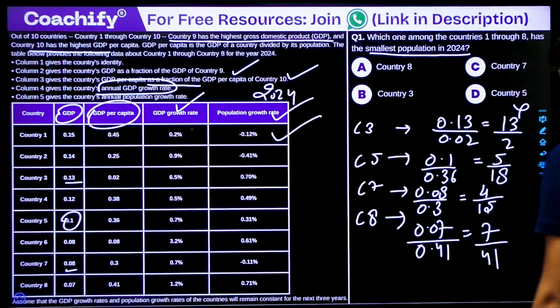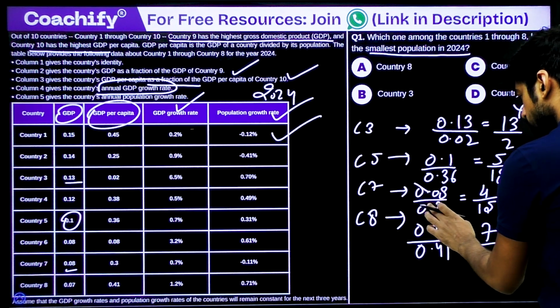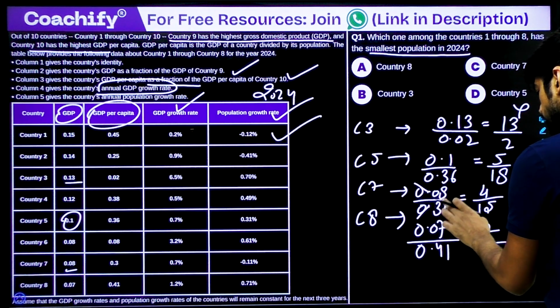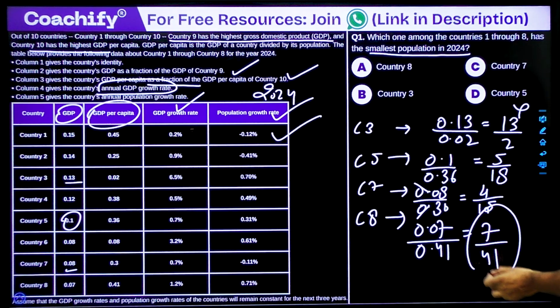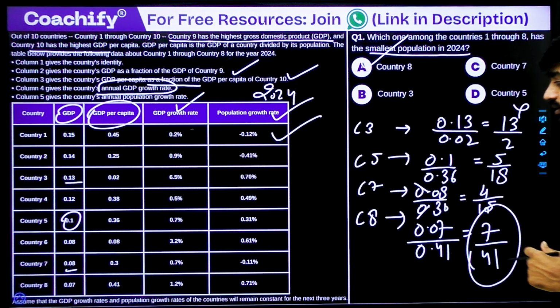Right? So this is also correct. One correct, 4 by 50. Yes. Now we have to compare these three and find out which value is smallest. Clearly we can see that 7 by 41 is the smallest value, and we have to find out the smallest population in 2024. So country 8, option A, is the right answer.